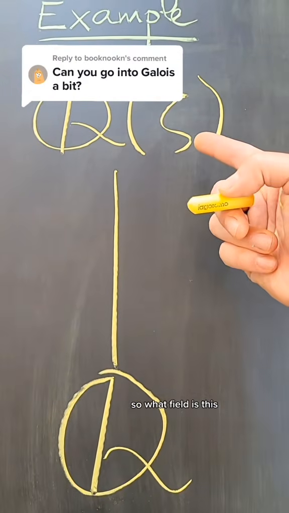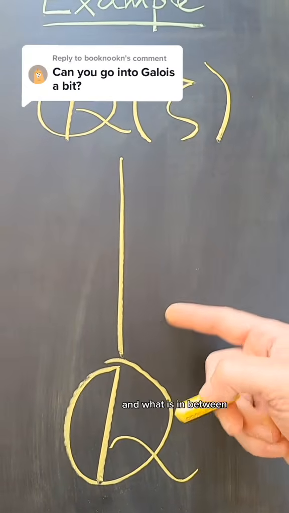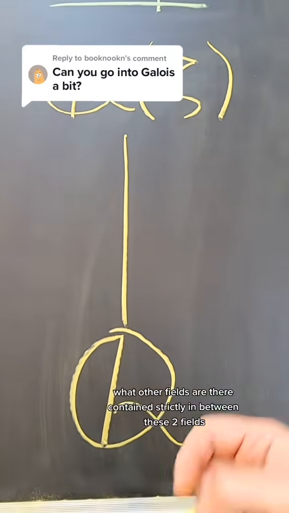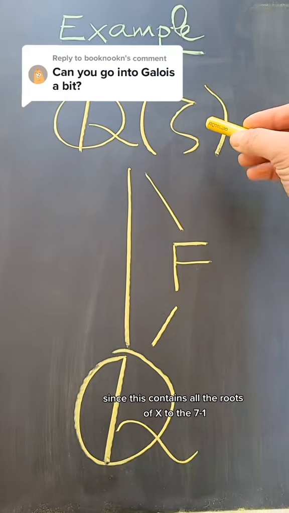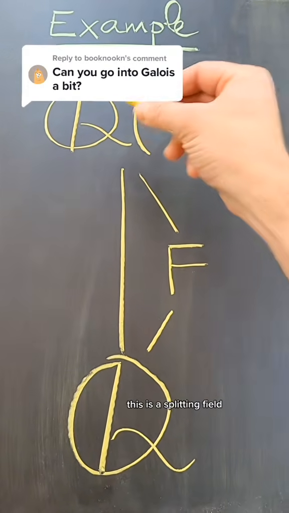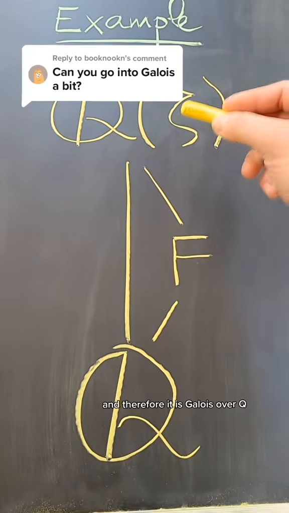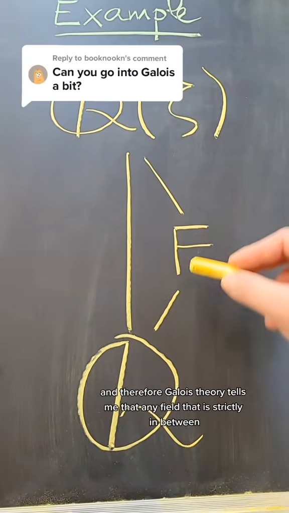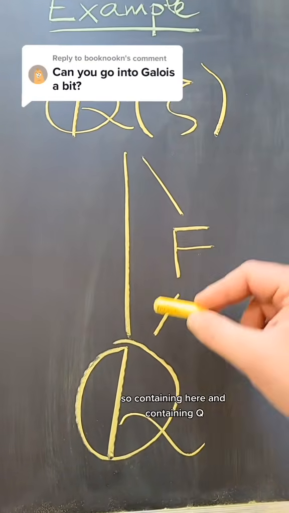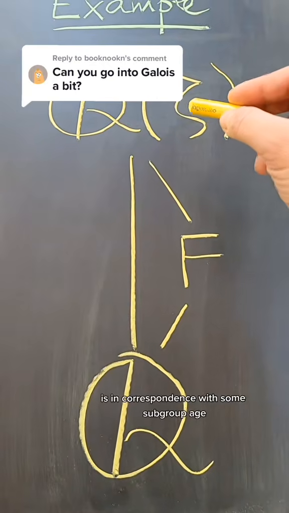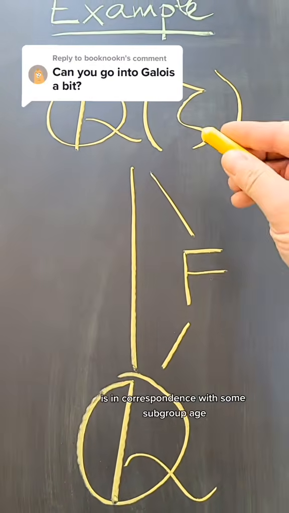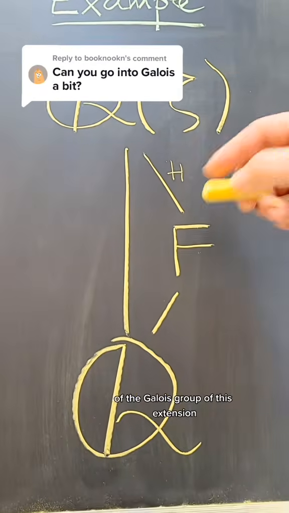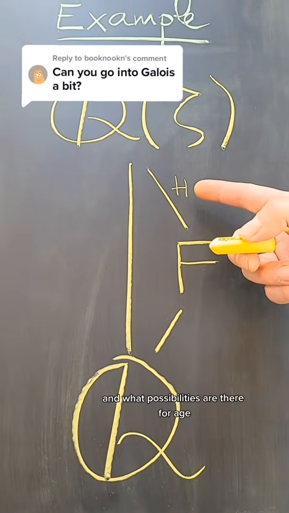So what field is this, and what is in between? What other fields are there contained strictly in between these two fields? Since this contains all the roots of x to the 7 minus 1, this is a splitting field, and therefore it is Galois over Q, and therefore Galois theory tells me that any field that is strictly in between, containing Q and contained in this field, is in correspondence with some subgroup H of the Galois group of this extension. So what is the Galois group, and what possibilities are there for H?